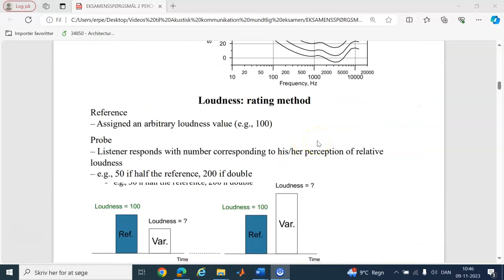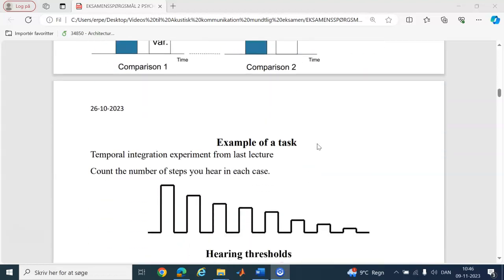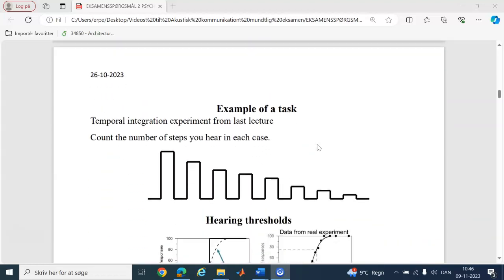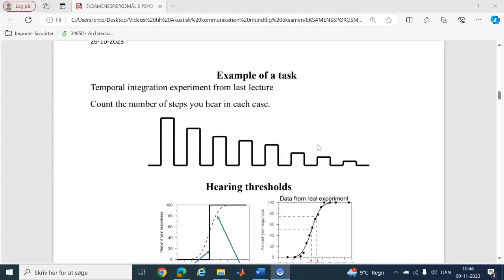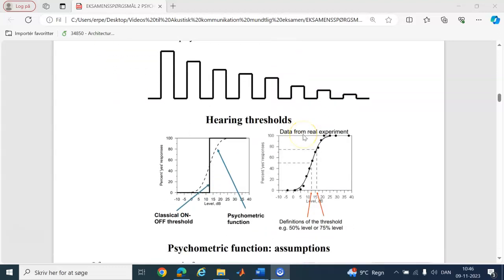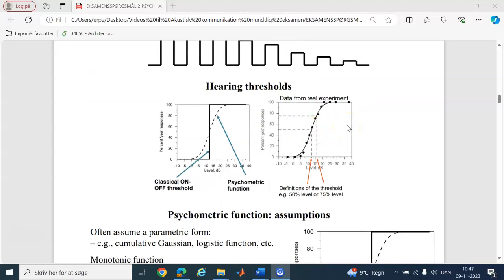Now we go to scaling experiments. We have a loudness value of 100, and the listener responds with numbers corresponding to the perception of relative loudness. For instance, 50 is half the reference, 200 is double. Then we have a task, temporal integration experiments from last lecture. Count the number of steps you can hear in each stage. You have some sound, and it will decrease in level.